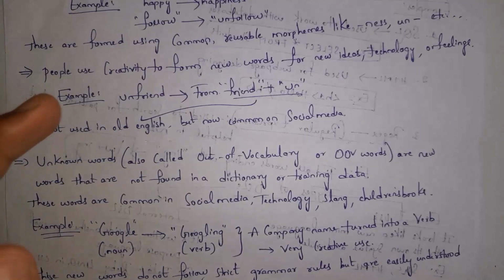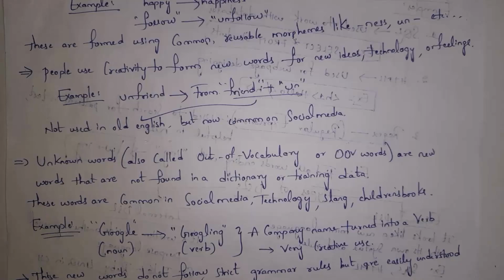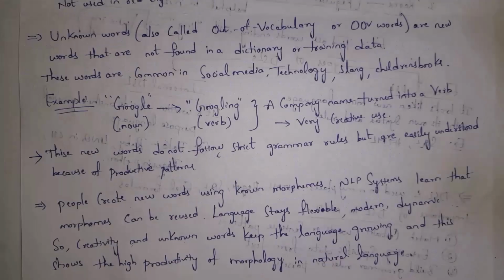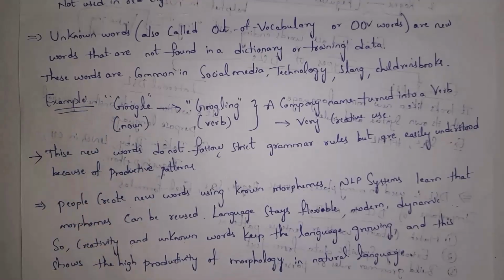So unfriend means un plus friend. So now NLP is able to understand these new words and give the correct meaning even though these words are not found in a dictionary or any training data set. NLP is able to understand these new words because they are used in social media, technology, and they were also used in children's books. For example, Google is a noun, which is a company name. But most of the people are saying that we are Googling, where Googling is a verb. Searching something in Google is known as Googling. So a company name turned into a verb, which is creative use.